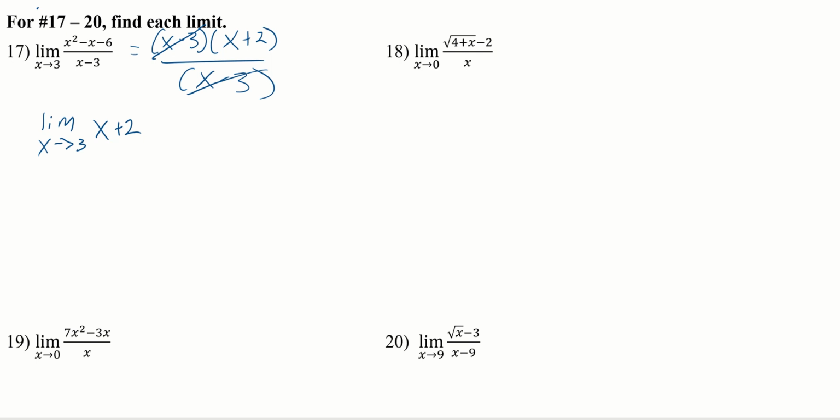Once I get this, this is like the first 16 that we did. You just purely plug it in. So this would be 3 plus 2, which is 5. Okay, so that means there would be a hole at x is equal to 3, but they came to a similar y value. So we actually do have the value there.